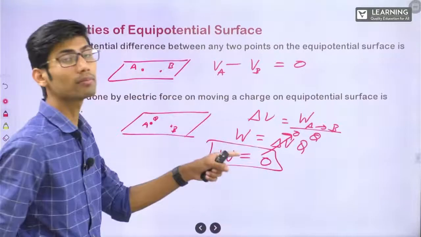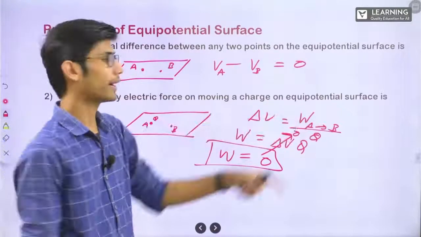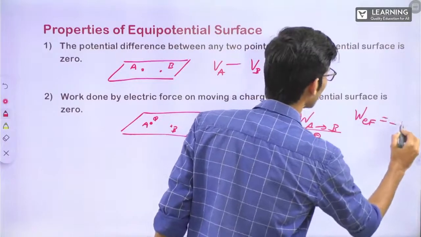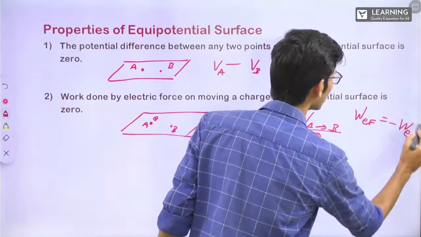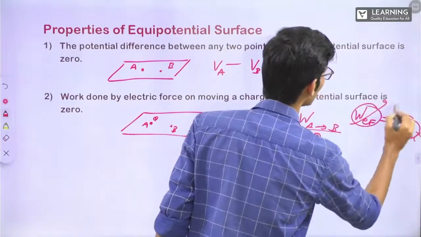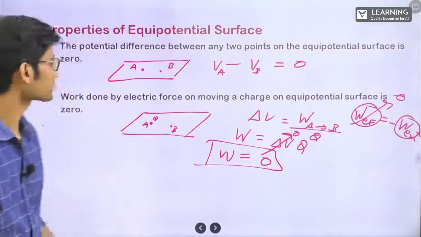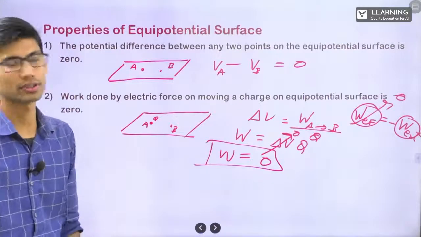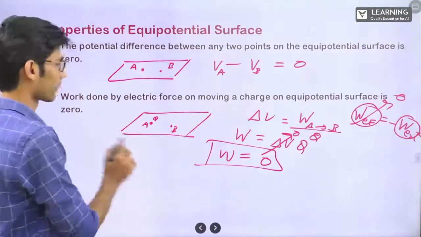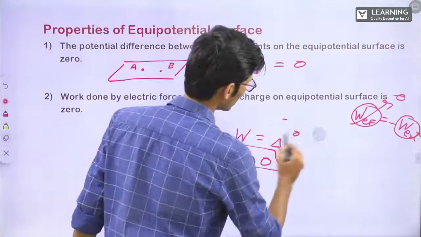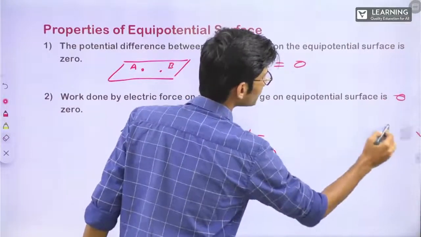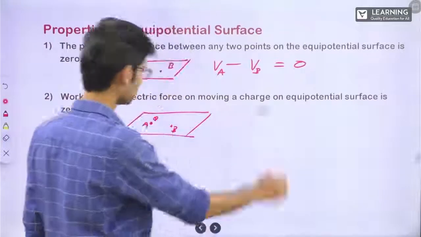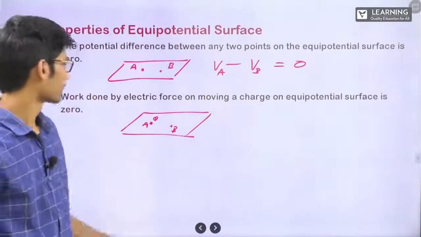Now this is the work done by the external agent, and work done by the electric force will be equal to minus work done by the external agent. If this is 0, this will also be 0. Clear? Work done by electric force on moving a charge on an equipotential surface is 0. By definition, it came. Logically also you can understand. Since the potential is the same everywhere, the work done will be 0 only.